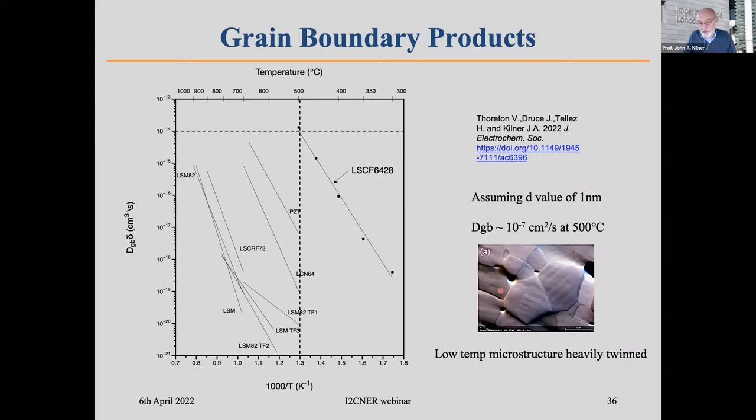Now, it may not be all that simple, because at low temperature, the microstructure of these materials is heavily twinned. And it could well be that the twin boundaries in this material are participating in the transport of oxygen. And it may be a combination of fast diffusion down grain boundaries and twin boundaries that is giving us this very high D_GB delta product. This is something that we would like to prove, and we haven't been able to, but this very high value of D_GB delta for LSCF does imply that if we were to go to nanostructured films like the LSM, we would get even better behavior from LSCF at low temperature, and that remains to be shown to be the case.